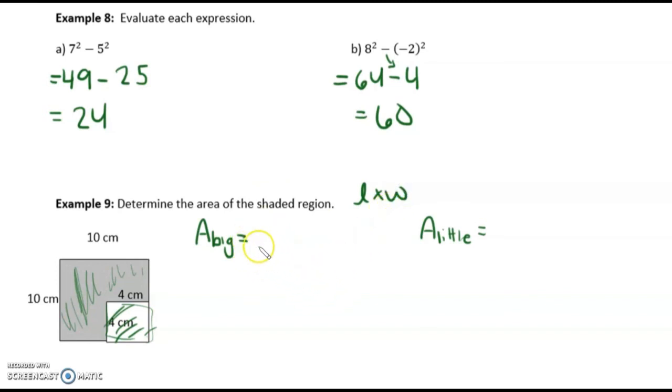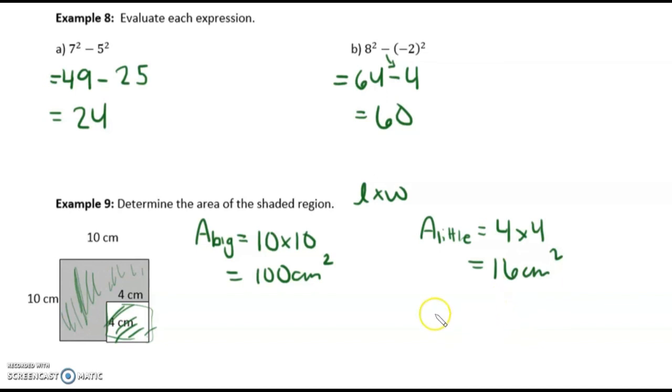So remember, length times width for both like rectangles, and just as a reminder, a square is a rectangle. So we're going to get 10 times 10, which is 100 centimeters squared for the big square. And the little square is going to be 4 times 4, which is 16 centimeters squared. Okay, so the area of the shaded region is 100 minus 16, which you get 84 centimeters squared.